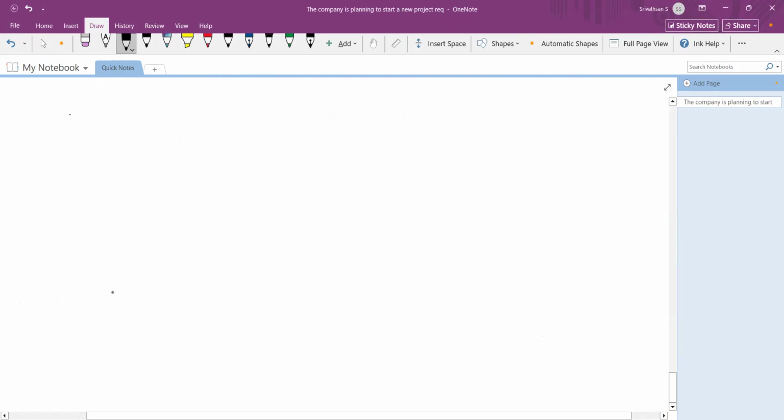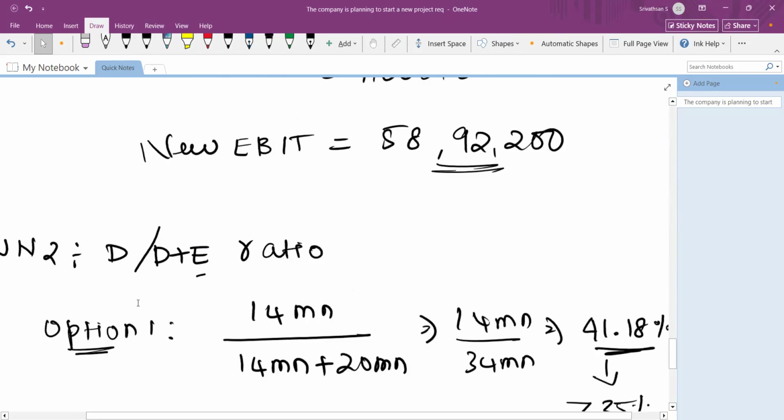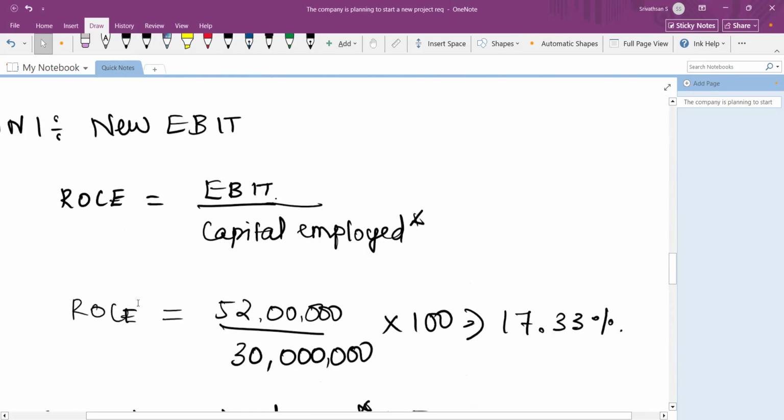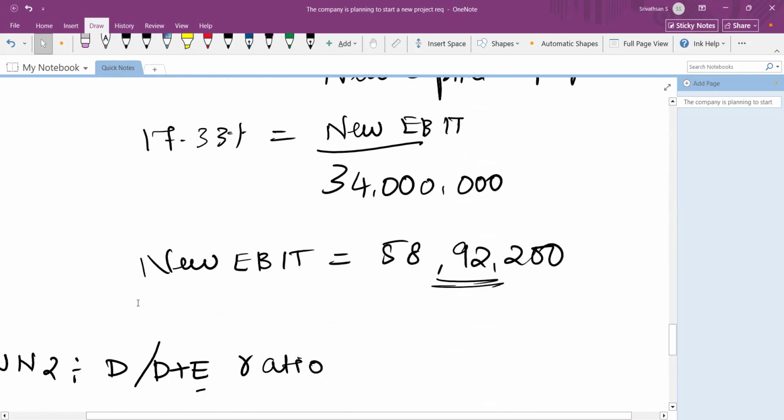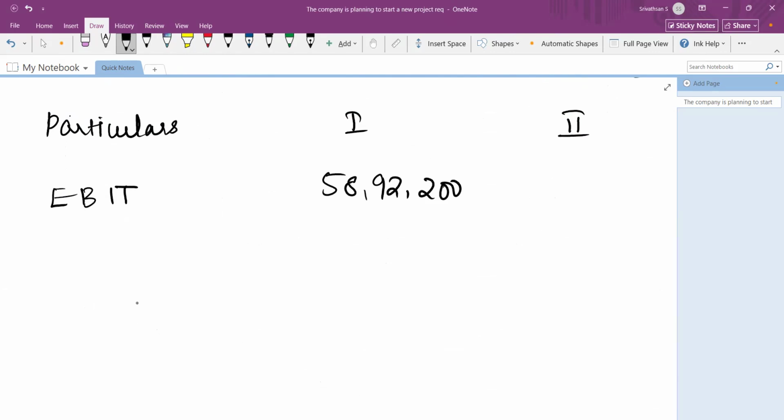So first, particulars: option 1 or financial plan 1, and option 2 or financial plan 2. So let's write the EBIT under both the financial plans. We calculated the new EBIT in the first working note. The new EBIT is 58 lakh 92,200. So EBIT under both the plans is 58 lakh 92,200 rupees. From EBIT, what we have to subtract? We have to subtract interest.